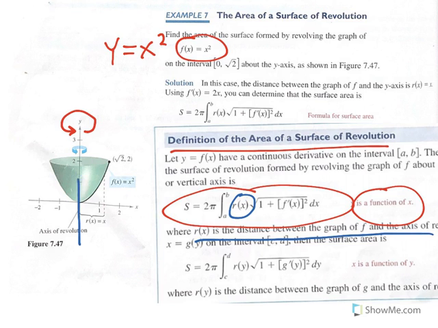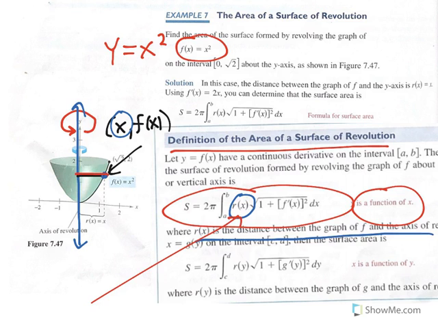So we have our axis of revolution as the y-axis, and the distance between the y-axis and a point on the graph is given by, in this particular case, this particular point on the graph will have coordinates x, f of x, and the x-coordinate tells you how far this point is from the y-axis. And that's what we need for r of x, the distance between the graph of f and the axis of revolution. So r of x in this problem will be just replaced by x.